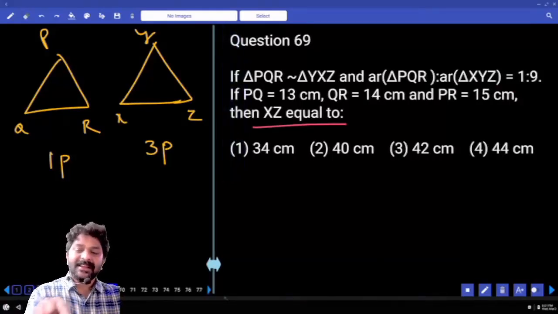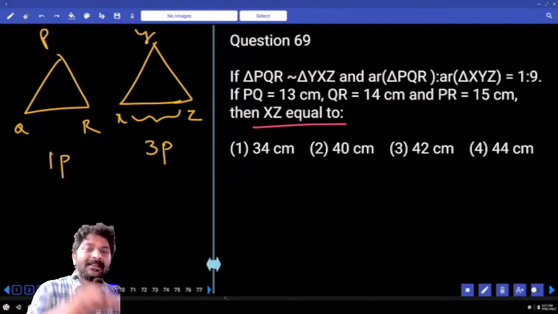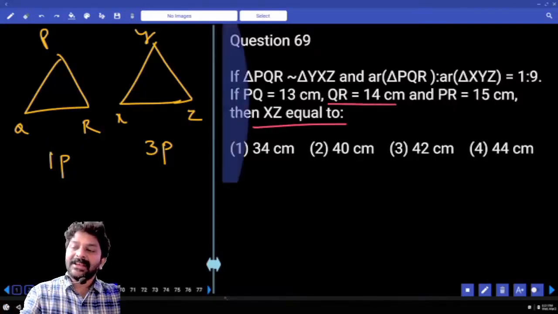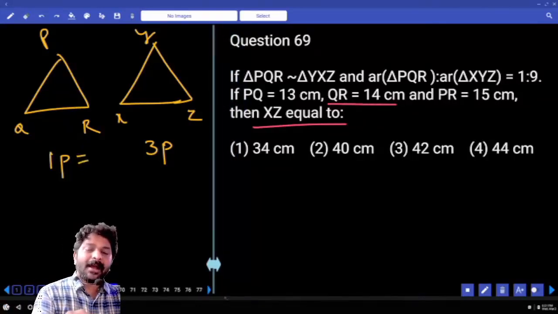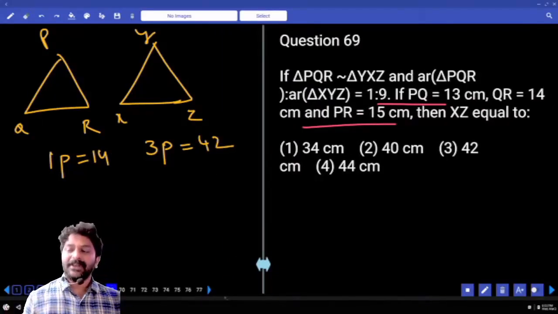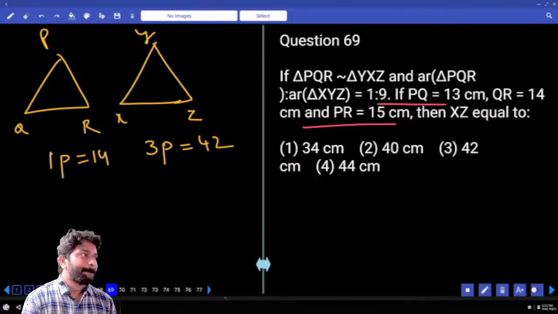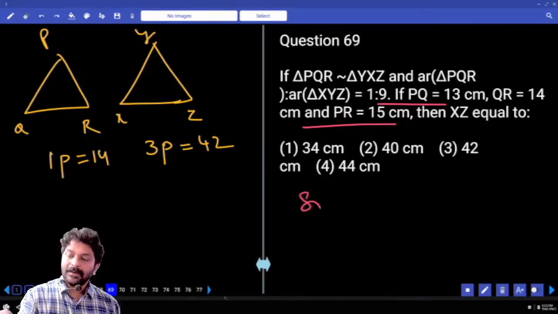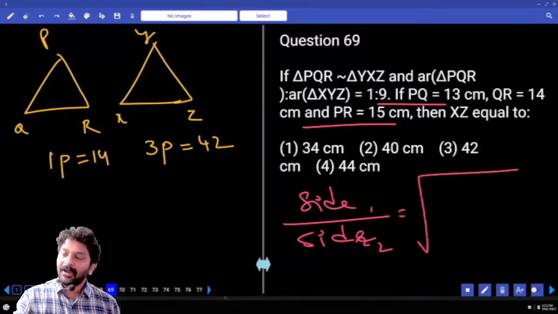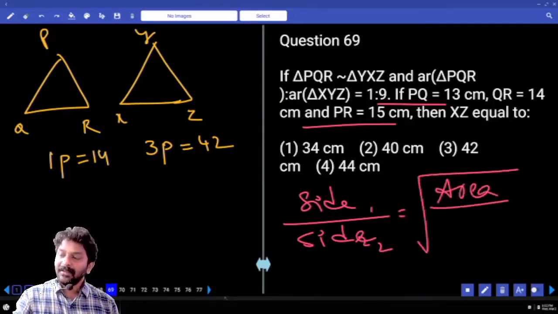What is asked? XZ. XZ is the base value, right? What is the base of the other triangle? QR. So what is given for QR here? 14. If 1 part is equal to 14, 3 parts is 3 times 14, which is 42. Third option is the answer. Sides ratio is going to be under root of the area ratio.